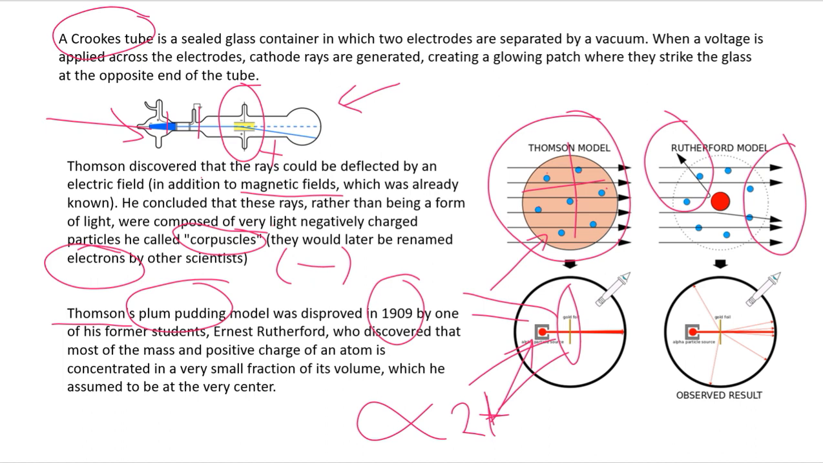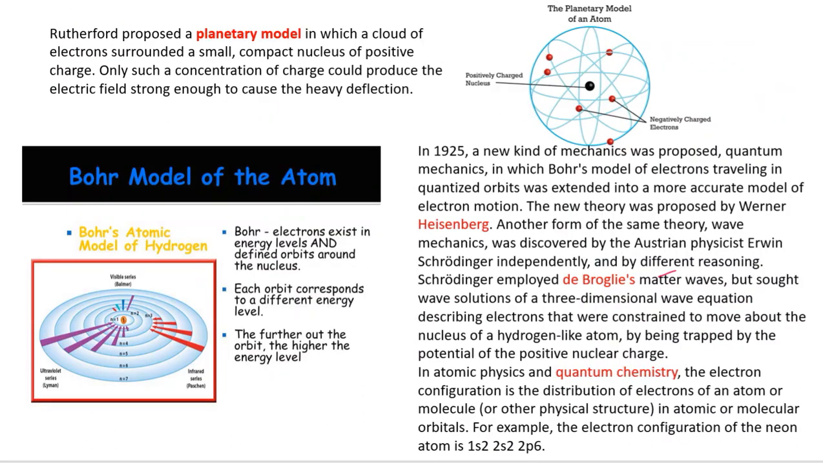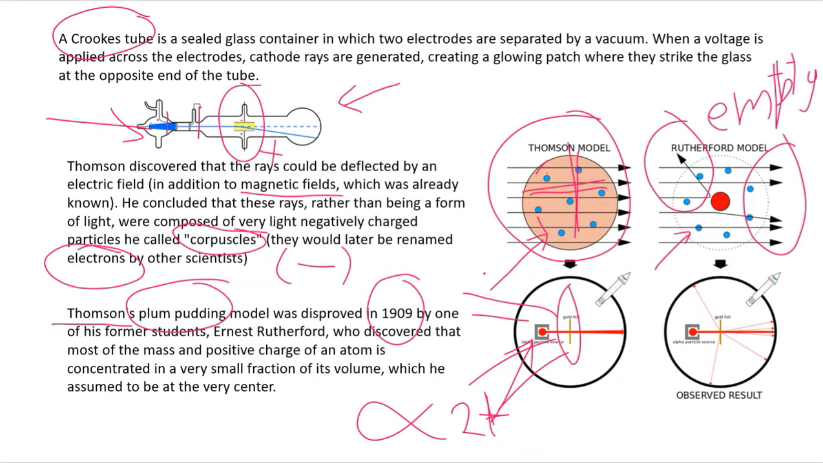What does it mean? If the particles were positive and they can go through, then the atom was not a positive charge as in the Thomson model. Most of the rays go through because the atom was empty or was made of electrons. That you can see here.